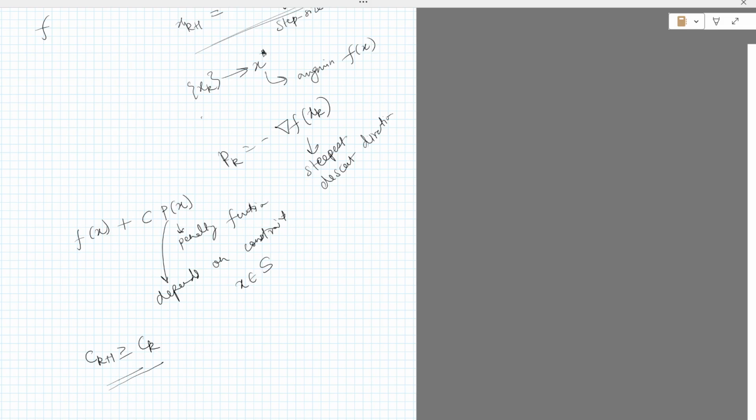You keep doing this and minimize the function f(x) plus c_k p(x), so you get a corresponding xk as the argmin, and this sequence xk converges to x star. This is the theorem. I think its proof was not discussed.